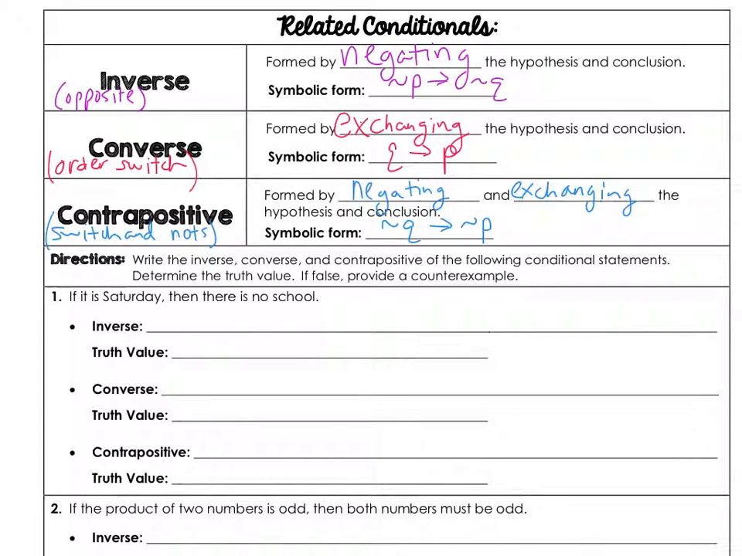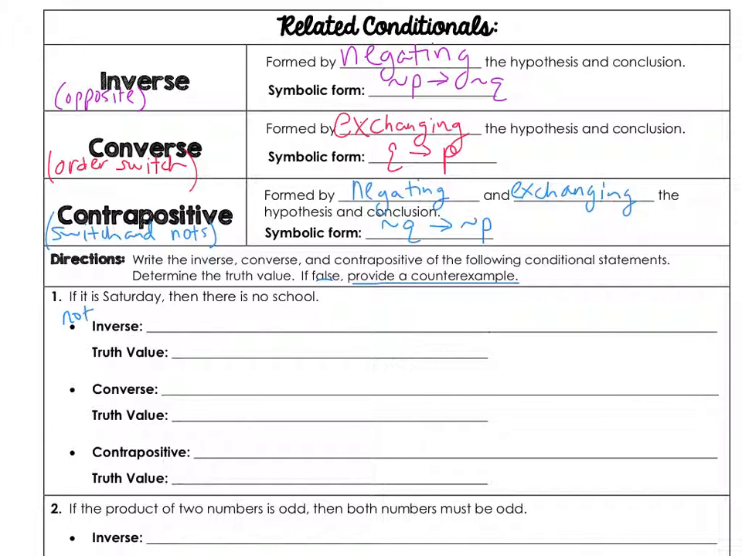So for the example 1 down below, if it is Saturday, then there is no school. So what we are going to do is we're going to write the inverse, converse, and contrapositive, and then we're also going to say if that statement is true or false. Because if it is false, just like we did before, we need to write a counter example. So for inverse, this is where we keep the order the same, but we're putting the nots in there.